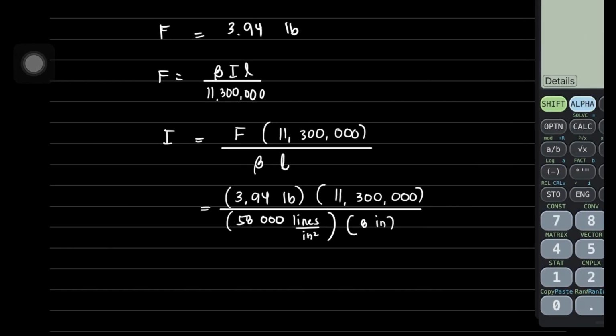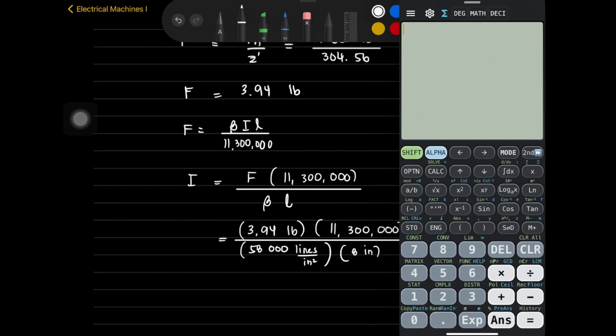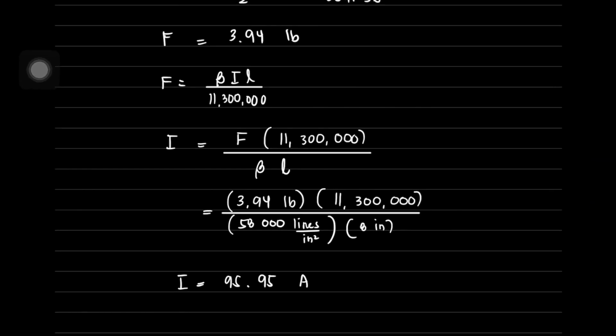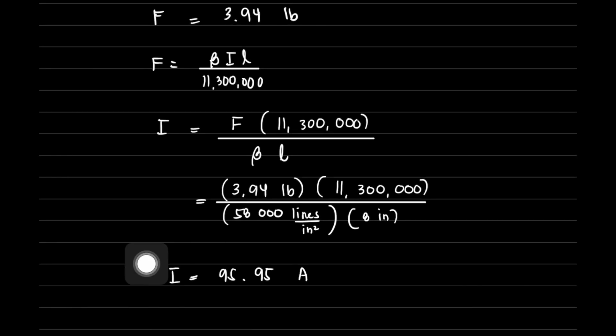So if we bring out our calculator here, this would now be 3.94 times 11,300,000 divided by 58,000 times 8. So the resulting answer for the current is 95.95 amperes. Now, this is the current that is passing through one path.